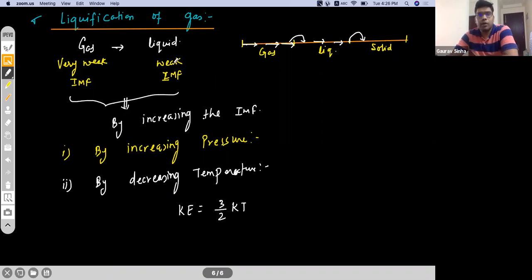So in order to achieve this condition, gas to liquid, we can either increase the pressure or we can decrease the temperature. Logic, everything we have discussed. Understood, all of you?